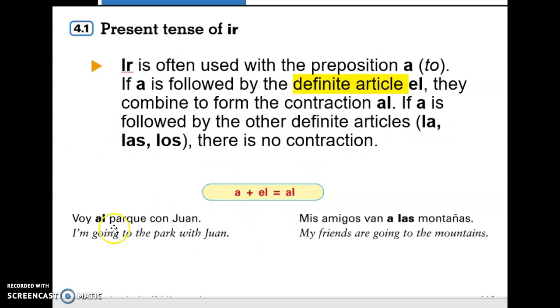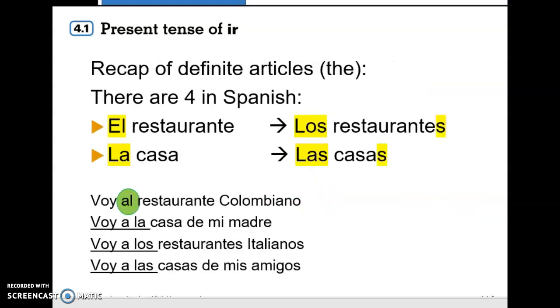And we have some more examples here. Voy al parque con Juan. I'm not going to say voy a el parque. This is going to become al. Voy al parque con Juan. Mis amigos van a las montañas. So in here, we haven't done anything, any change. Okay?